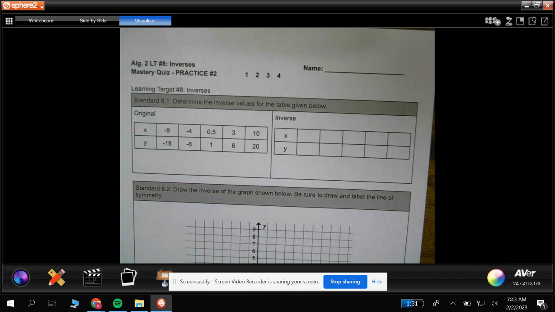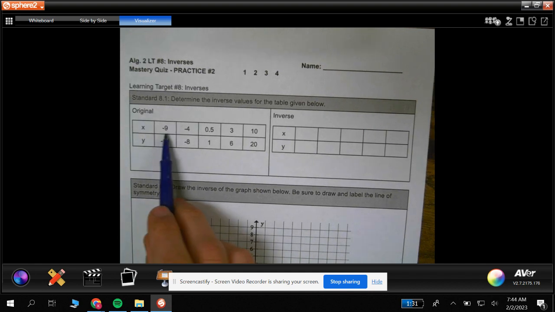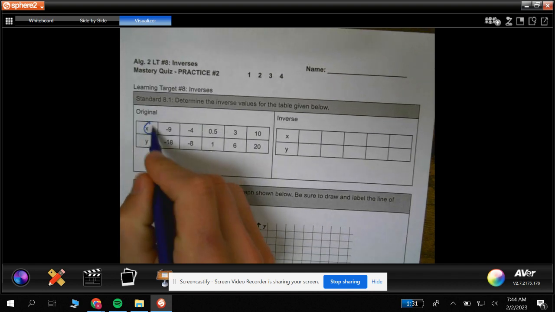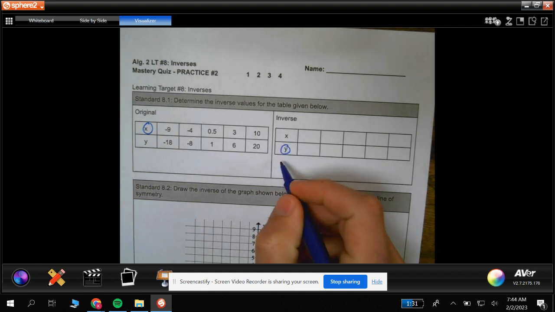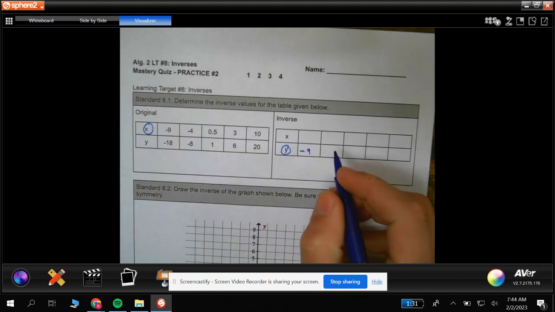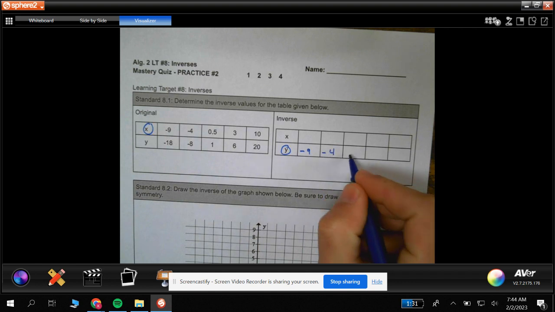All right, hello. We are here to work on a video walkthrough of LT8 inverses practice quiz number 2. Let's start with standard 8.1, determining inverse values given a table. So for the inverse, what have we learned? When we do an inverse, the x and y flip, the domain and range flip. So the original x values in our table become our new y values. So all we have to do is just flip the table.